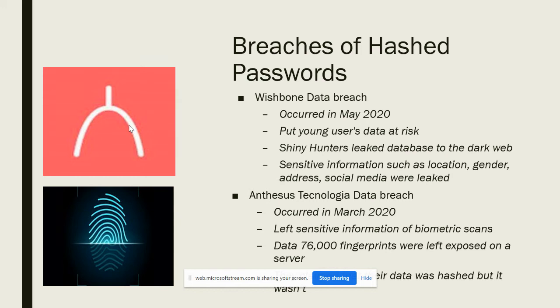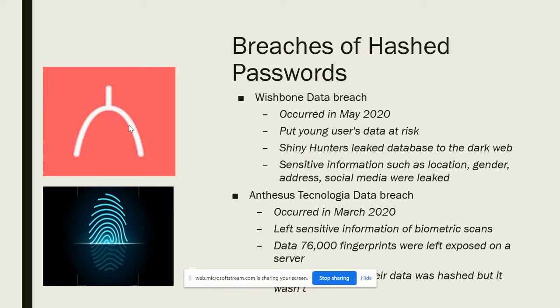Now we're going to be talking about the breaches of hash passwords for the past year. I have two examples. For one of these examples, we're going to be talking about the breach of a hash password. However, for the second example, we're going to be talking about how a hash password could have prevented a breach of security. One of the biggest data breaches that occurred in 2020 was the Wishbone data breach.